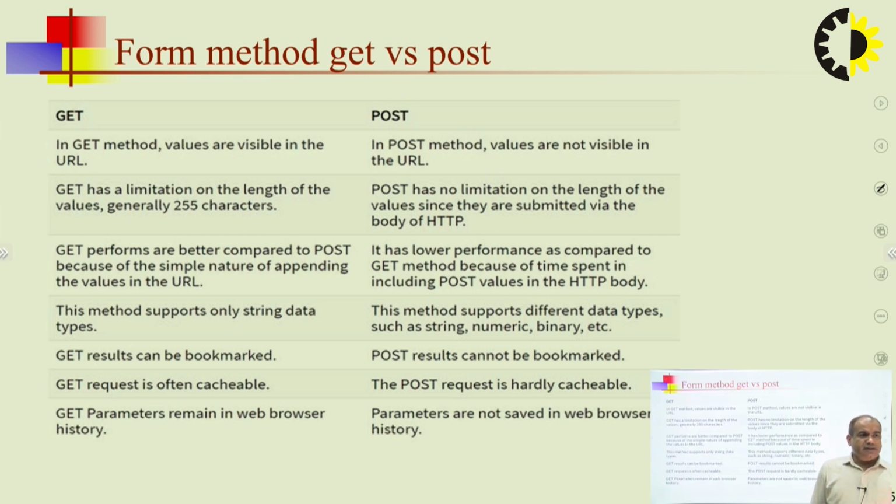Next major difference is that the GET method supports only string data, whereas the POST method supports different kinds of data, like numeric values, string values, binary values, any kind of value. So a GET result can be bookmarked, while POST cannot be bookmarked. A GET request is often cacheable, a POST request is hardly cacheable. GET parameters remain in the web browser, whereas the parameters are not saved in the web browser for POST.